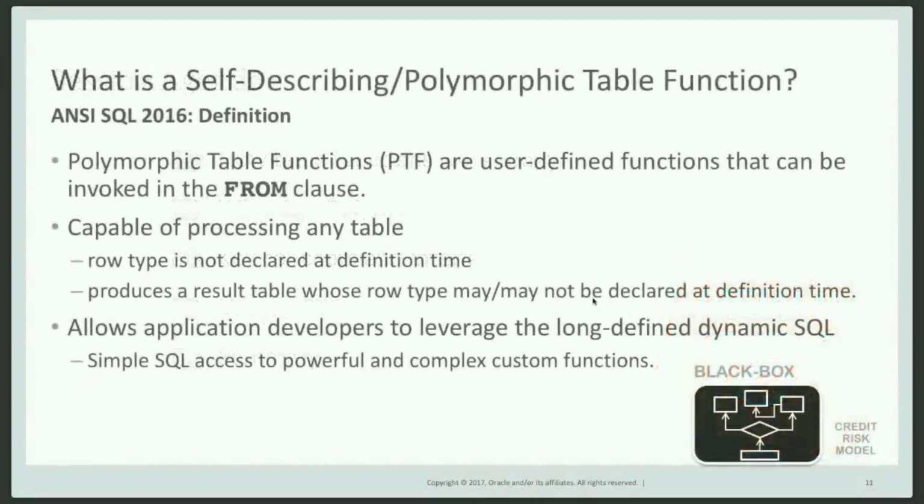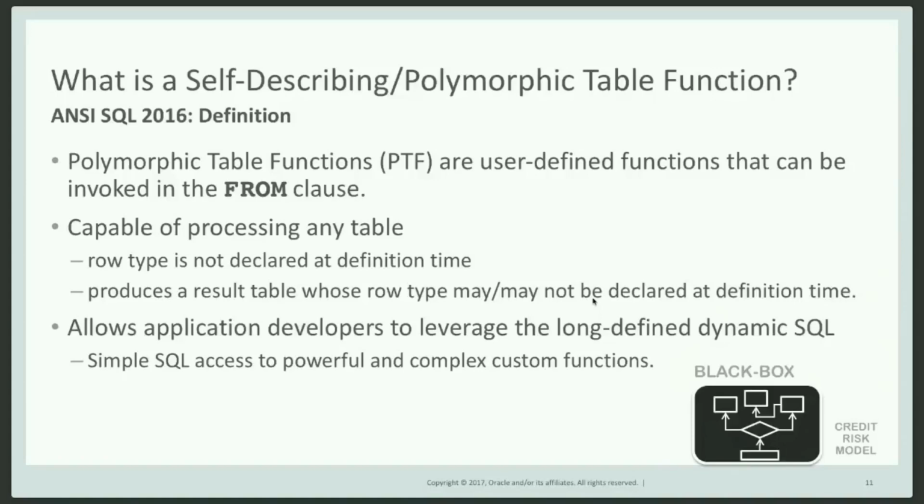So let's sort of dig down into a little bit more detail. So polymorphic tables effectively encapsulate your user-defined functions, and in exactly the same way as table functions, you can reuse them within the from clause. Because they're polymorphic, what we're providing you is a lot more flexibility in terms of processing any table. So the row types themselves are not declared at definition time. The results that come out are sort of declared at runtime.